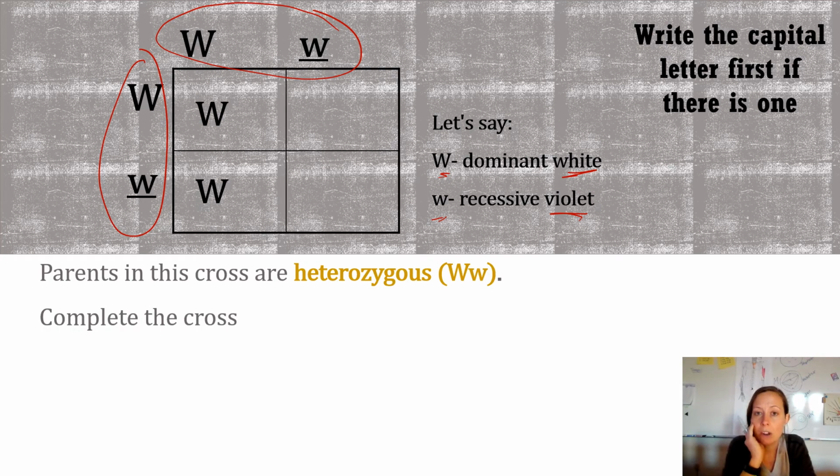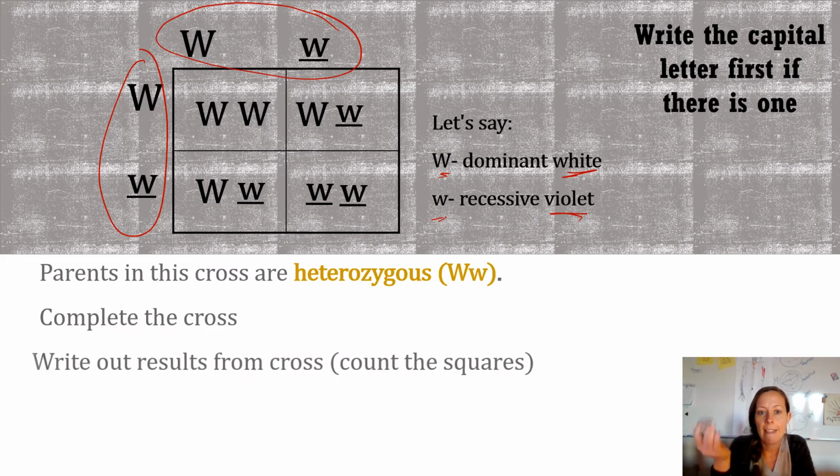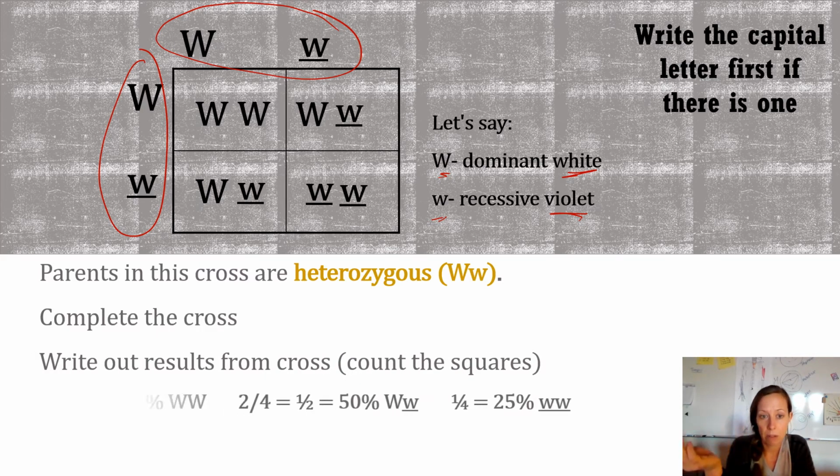Okay, so we bring in our top ones, go down. So big W's, little w's. I put underlines into my little w's because it was hard to tell. My next ones go over. Big W's, little w's. Okay, and then I report my results. So you write your results from the cross by counting the squares.